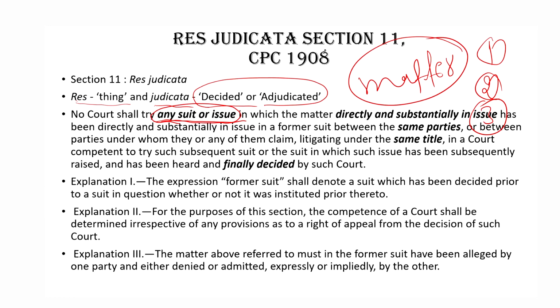So no court shall try any suit or issue in which the matter is directly and substantially in issue. I will clear the meaning. I have specifically written the meaning of these words: directly and substantially in issue, same parties, same title, finally decided, and also collaterally decided, actually decided. I have kept all those meanings for your understanding, because this is how you can understand res judicata; these are the essential conditions: directly and substantially in issue. What is that issue? Who are the same parties? What is the same title? What is finally decided?